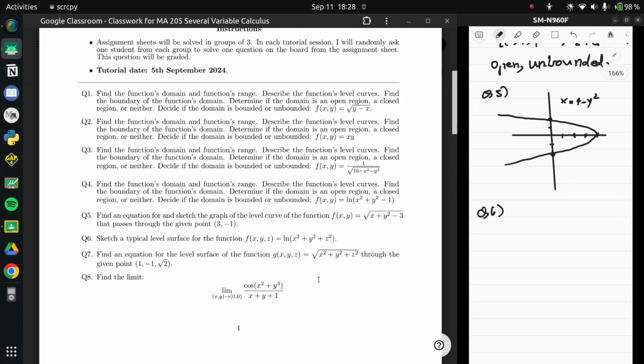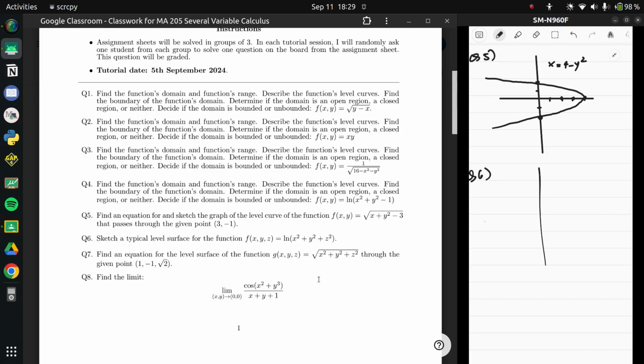Question 6. Question 6 is sketch a typical level surface for the function f of x equal to natural log of x square plus y square plus z square. So this is a 4-dimensional thing. I have no idea. Okay. Oh, this is weird. Fine. How do I sketch a surface like in 3D? What are you talking about? I mean, the typical level surface is a sphere, yes, but how am I supposed to show you anything?